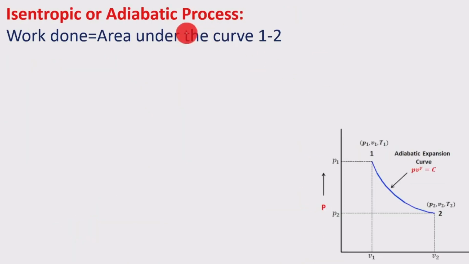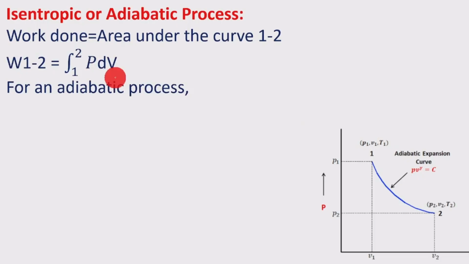Further moving, the isentropic or adiabatic process. This is the PV diagram for the adiabatic process, where the curve is for PV raised to gamma equal to C, where gamma is the adiabatic index. At state 1, the pressure is P1 and volume V1, and at state 2, pressure P2 and volume V2. For this, the work done is equal to the area under the curve from 1 to 2. Then W1 to 2 is equal to the integration from 1 to 2 of P dV.